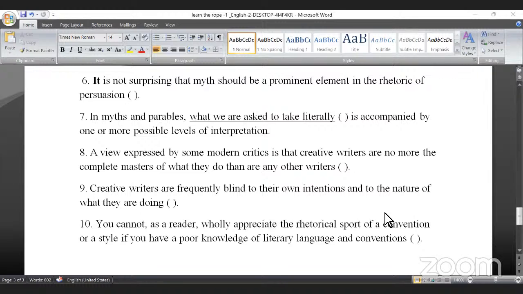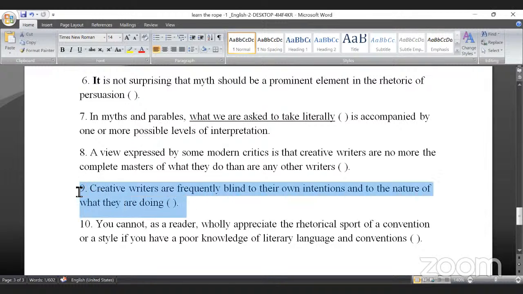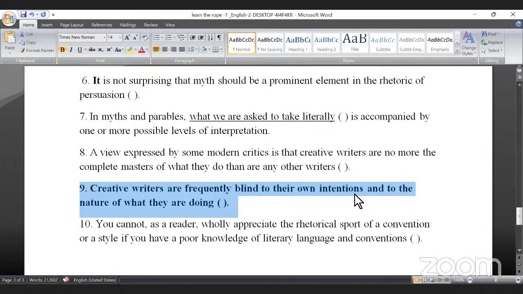Ma'am, here 'and' is a connector, no? Between intentions and to, it is connecting two sentences. Yes, that's right. We'll keep this sentence for the time being. I am not sure how to explain the meaning of this particular sentence: to their own intentions and to the nature of what they are doing. In both cases, to is not an infinitive. So you can't analyze this as an infinitival clause.